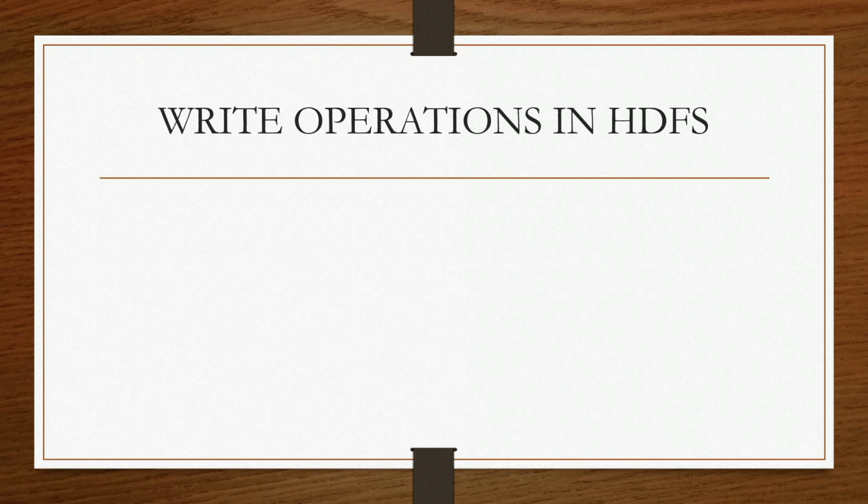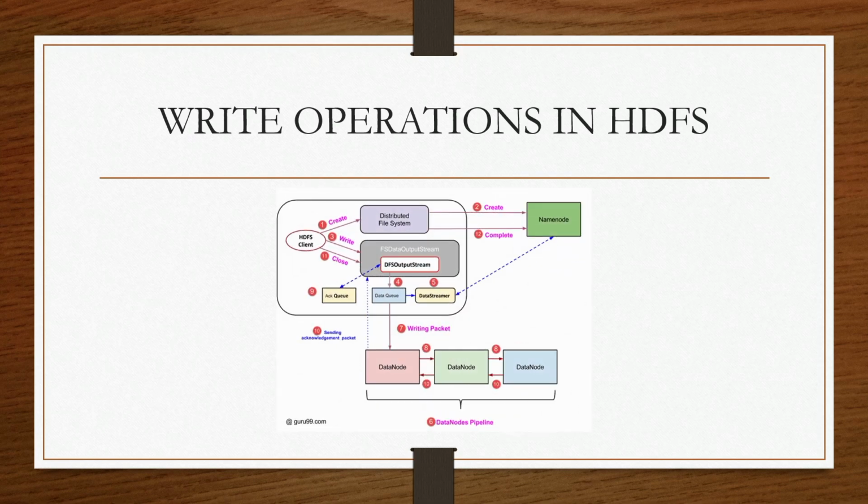In this session, a client initiates a write operation by calling the create method of a DistributedFileSystem object, which creates a new file. In step 1 in the above diagram, the DistributedFileSystem object connects to the NameNode using an RPC call and initiates the new file creation. However, this file create operation does not associate any blocks with the file.